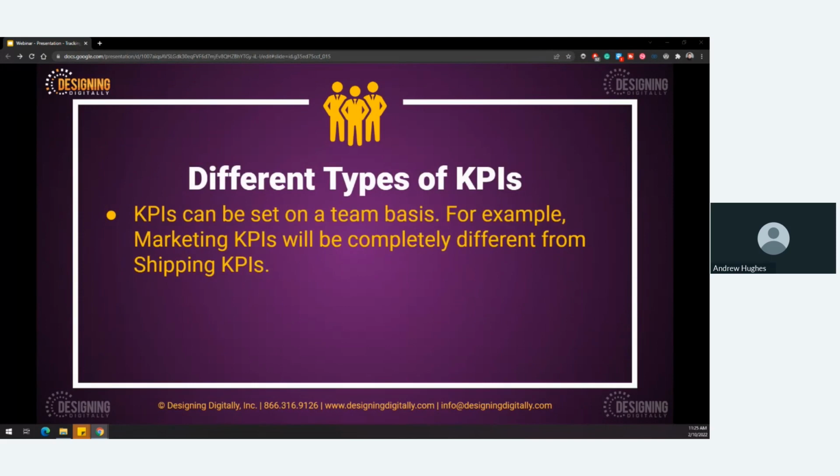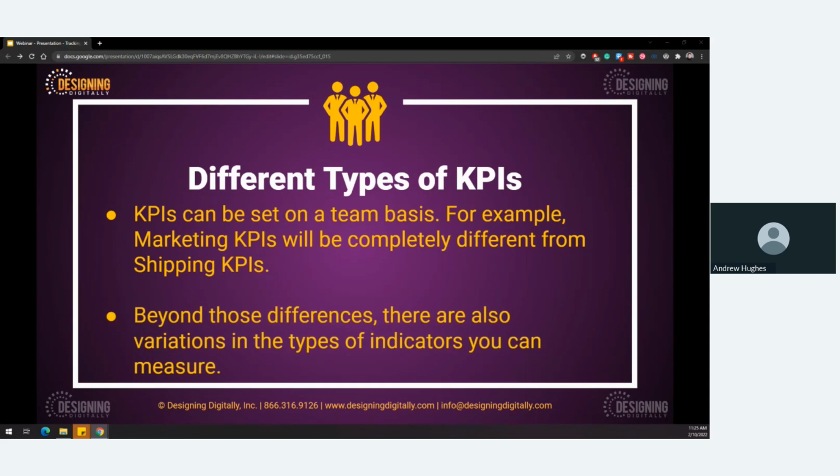These KPIs can be on a team basis. They can be different than, let's say, shipping KPIs or outsourcing. But you still have to make sure that you can quantify it. That is the most important. And making sure that those indicators have a measurable result, some way, shape, or form.